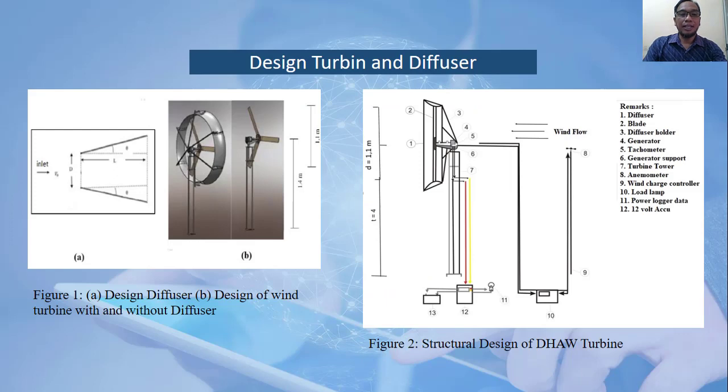This is our design. Figure 1A is the design of this diffuser, showing the inlet D, the length, and also the degree of the diffuser. And B is a design of the wind turbine with and without the diffuser. The structure design of our turbine is like Figure 2.